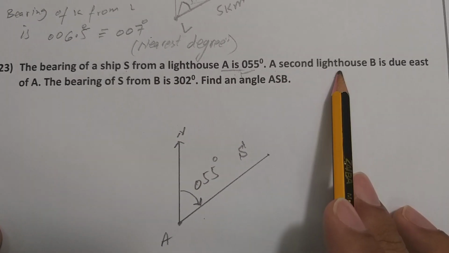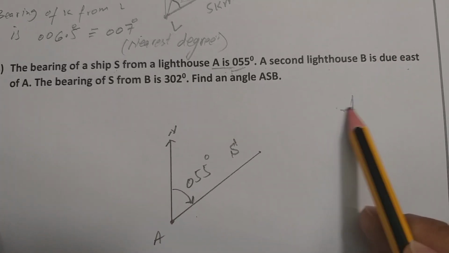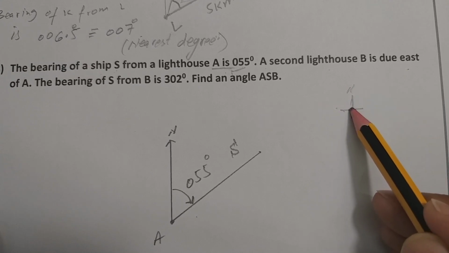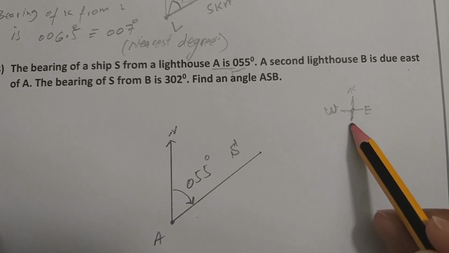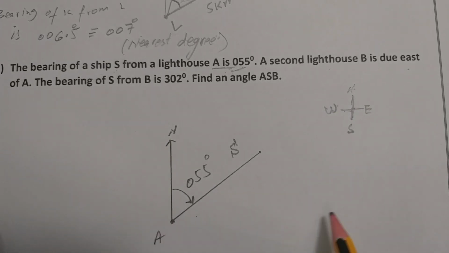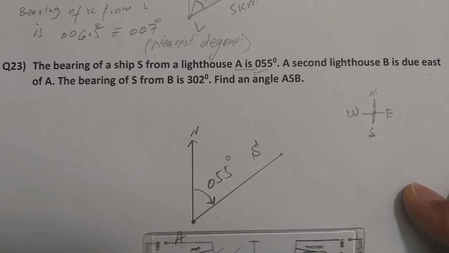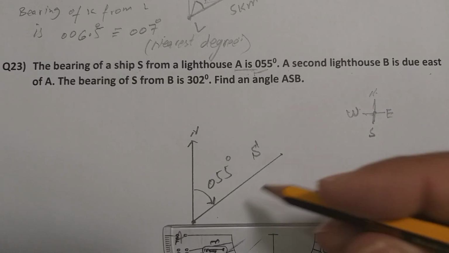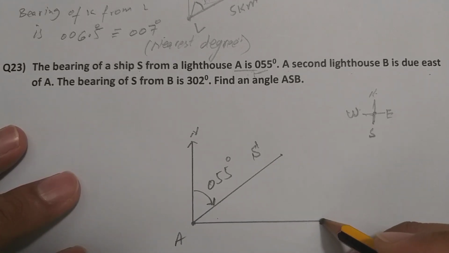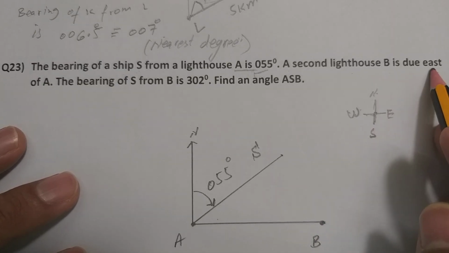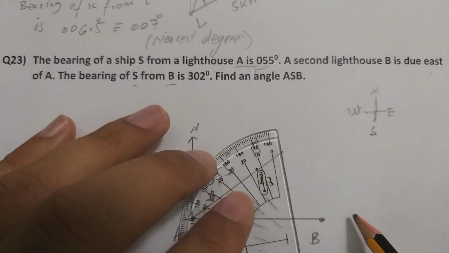A second lighthouse B is due east of A. We know the compass: this is north from this point, this is east, this is west, and downward from this point is south. So if the point is here, the right side is called the east for this point, which is point B. B is due east of A. The bearing of S from B, which means B is the starting point, is 302.